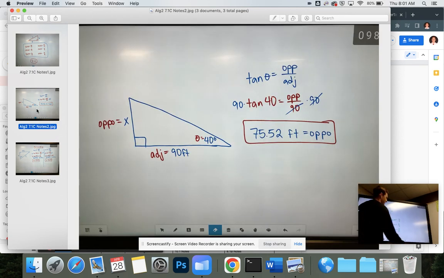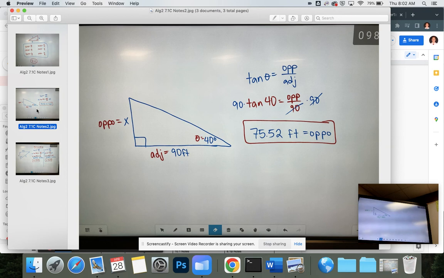Okay, 2 examples. First one, we got a triangle. And we've done a problem or two similar to this before, where they give us the angle. We'll say this is 40 degrees. They tell us the adjacent side right here equals 90 feet. And we want to figure out the height of this triangle, or the opposite side.